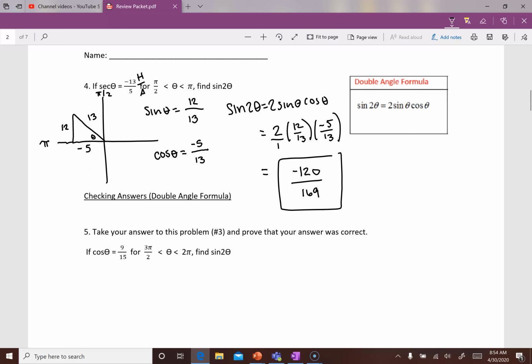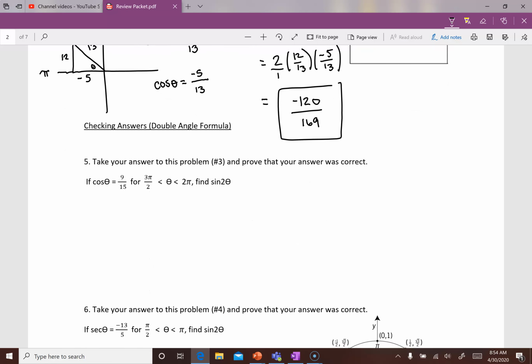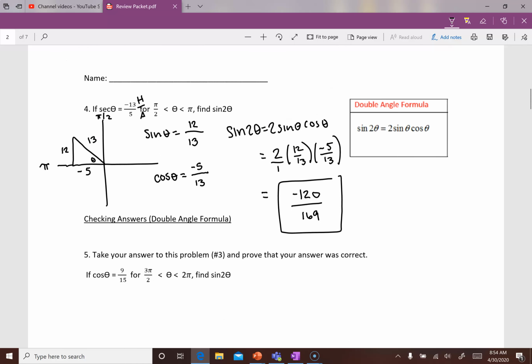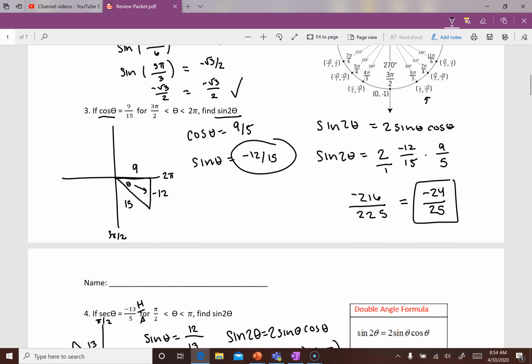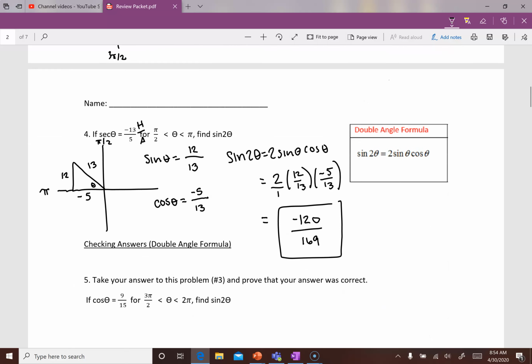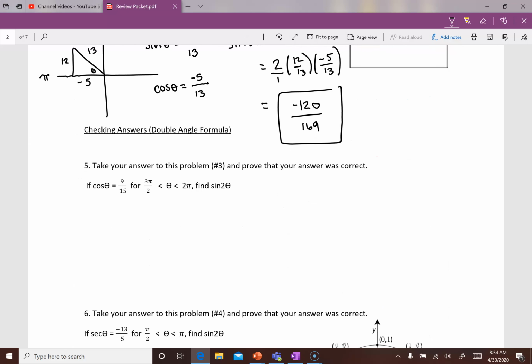Sweet. Next thing that I'm going to do is take my answer to number 3 and prove that my answer was correct. So if you go back to number 3, I got negative 24 over 25. And so my answer I should write as negative 24 over 25, but I'm going to convert that to a decimal, and I get negative 0.96.